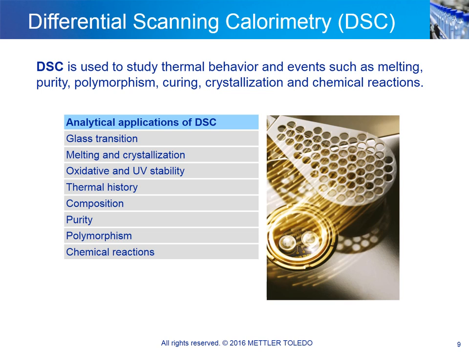The table summarizes the main analytical applications of DSC in the field of quality control. These applications measure various parameters such as the glass transition, melting behavior, crystallization, or thermal history of the samples. DSC measurements also provide information about the composition, purity, and polymorphism.